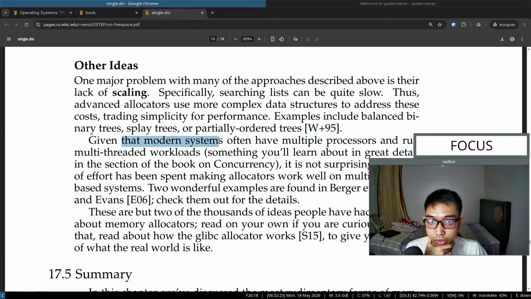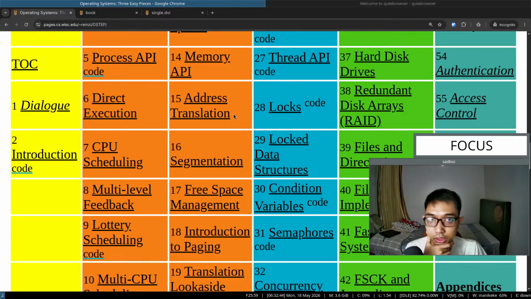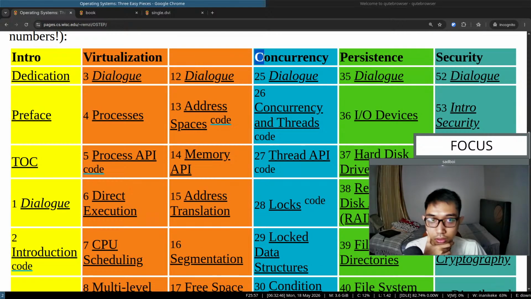Given that modern systems often have multiple processors and run multi-threaded workloads, something you will learn about in great detail in the section of the book on concurrency. Right, the second piece here, concurrency.